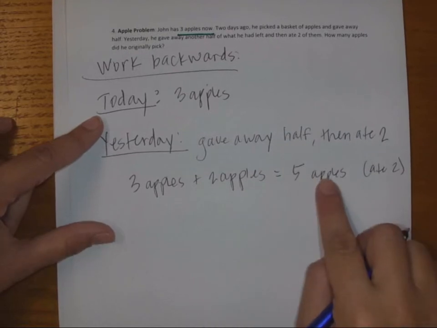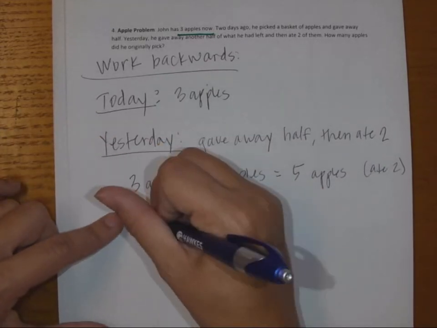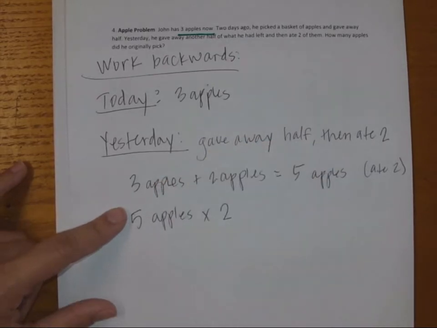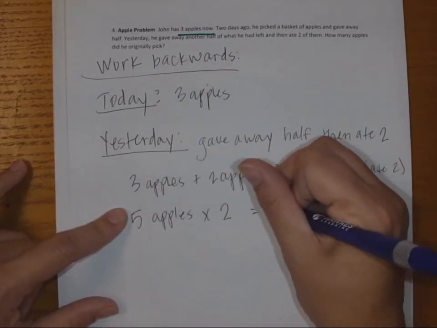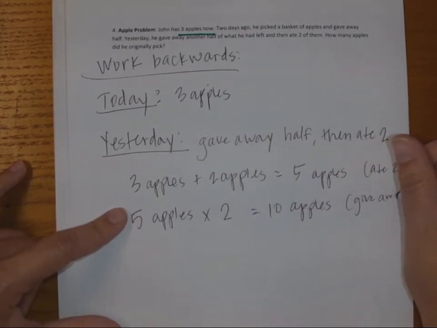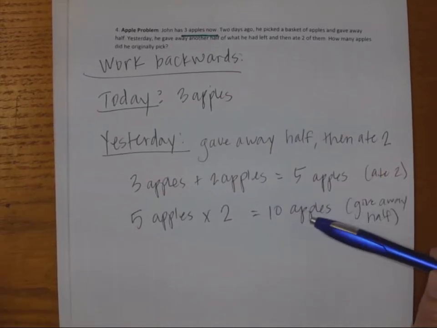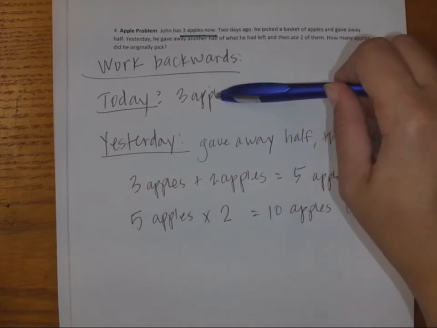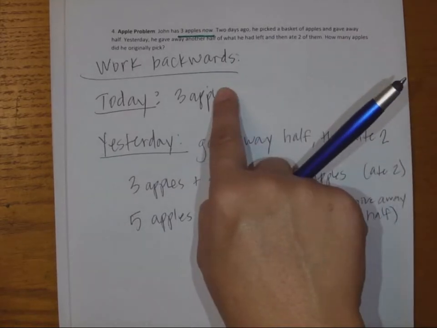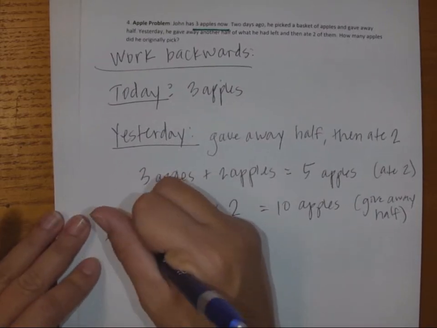Okay, so then when he gave away half, he ended up with 5. So to undo the giving away half, I need to multiply by 2. Okay, so I end up with 10 apples. So this is the giveaway half part. So he started yesterday with 10 apples. He ended yesterday with 3. And we could check our math. If we started with 10, if you give away half, you have 5. If you eat 2, you then have 3. Okay, so far we're doing good. Okay, so now let's move on to 2 days ago.